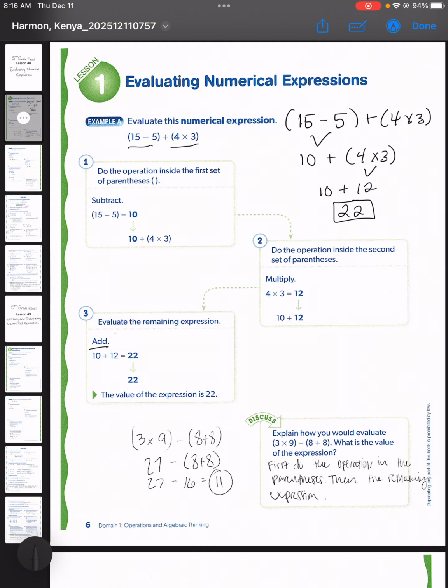Showing students how to set up their work is going to be critical to ensuring they are successful in this lesson and in the next lesson. So when you get to the discussion questions and students are explaining how they would evaluate this expression, it's going to be important that they set up the problem on their own paper so that they can see it, they describe what they're doing, and then they solve it using a structured way, the way you see here.